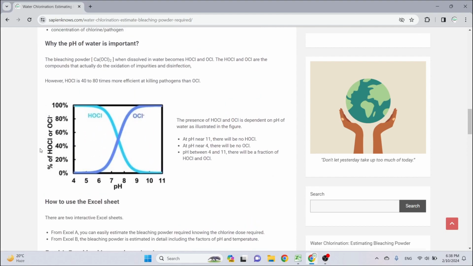This is because the bleaching powder dissociates and becomes HOCl and OCl, which is dependent on the pH of water, but HOCl is a much more powerful oxidizing agent than OCl. So at the lower pH range there is more HOCl, so the action of killing or disinfecting and oxidizing the impurities is higher at lower pH, and at higher pH there is more concentration of OCl, so the disinfecting action will be less, hence more bleaching powder will be required.